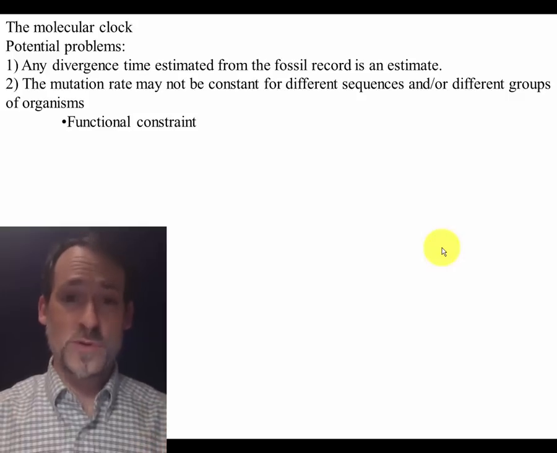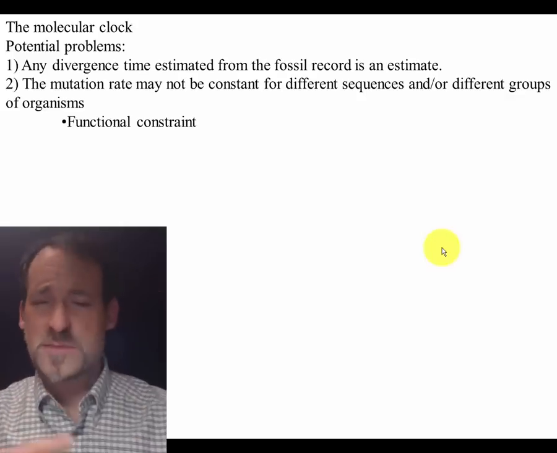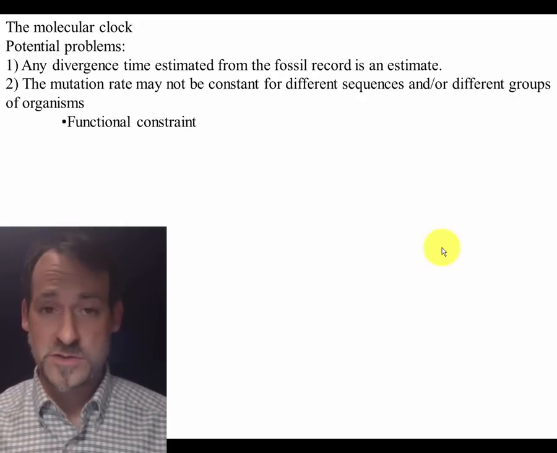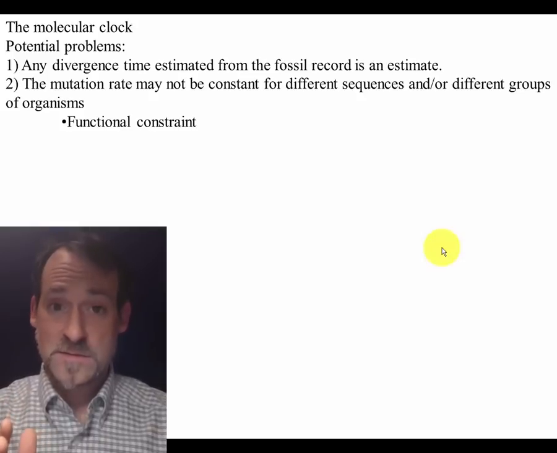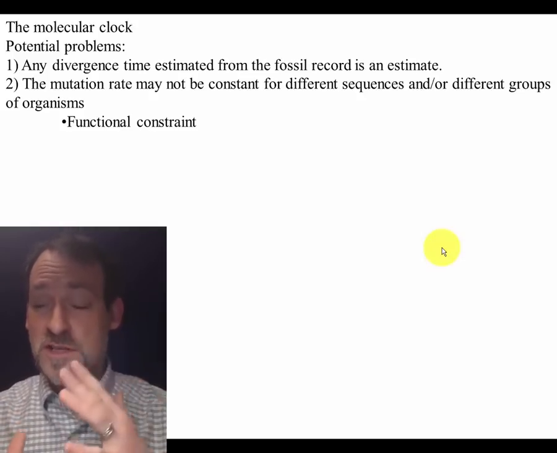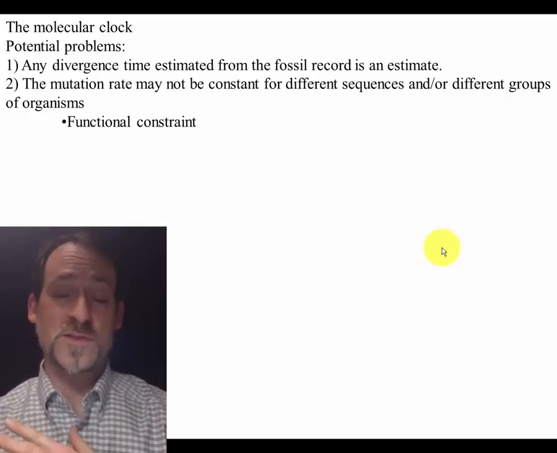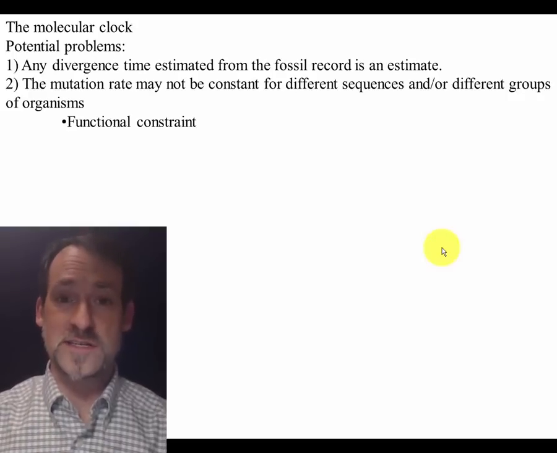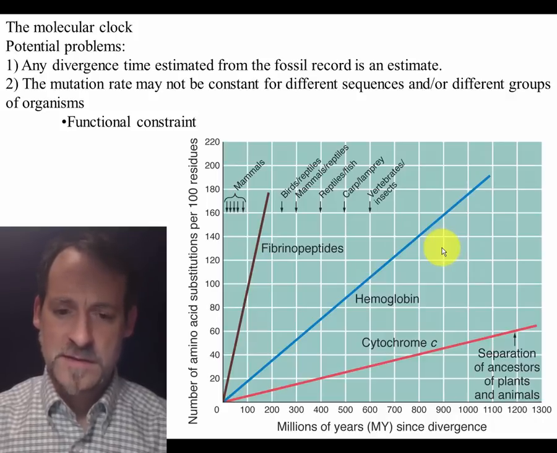Okay? Other proteins where the sequence really doesn't matter very much, any mutation that comes along could become a substitution. And so those clocks tick fast. Molecules where there's a lot of functional constraint tick slow. Molecules where there's very little functional constraint tick fast. Here's an example of this.